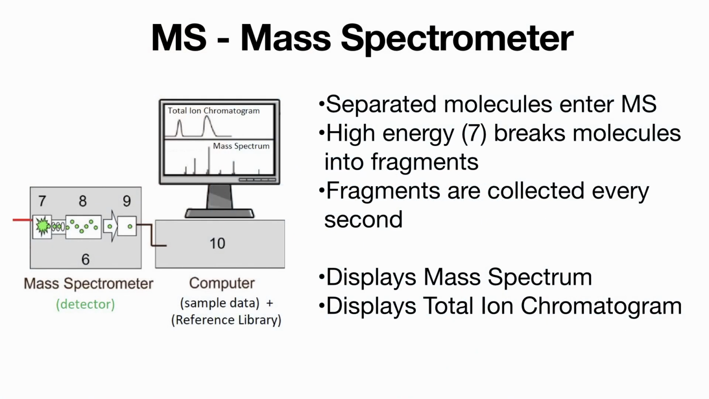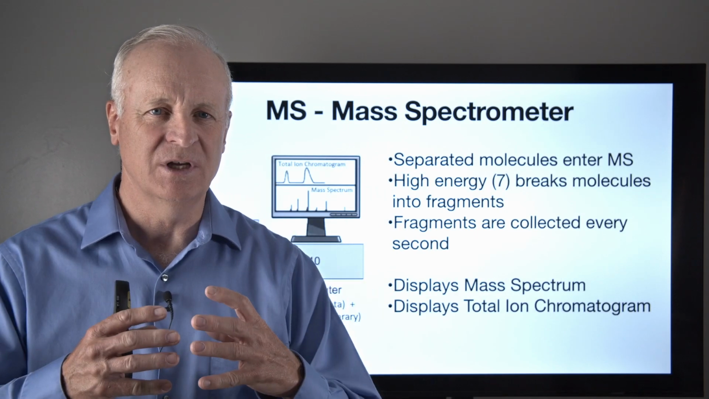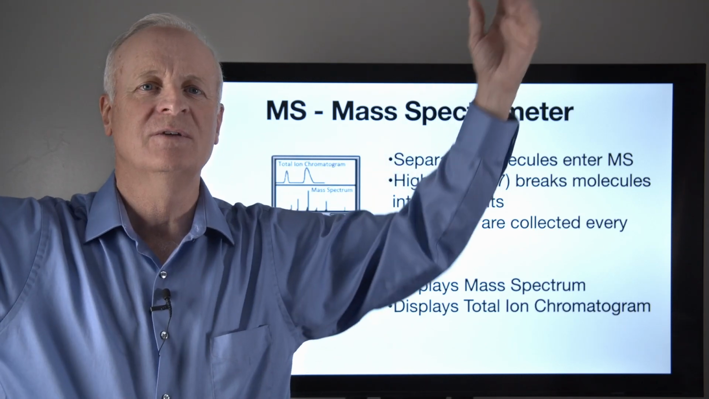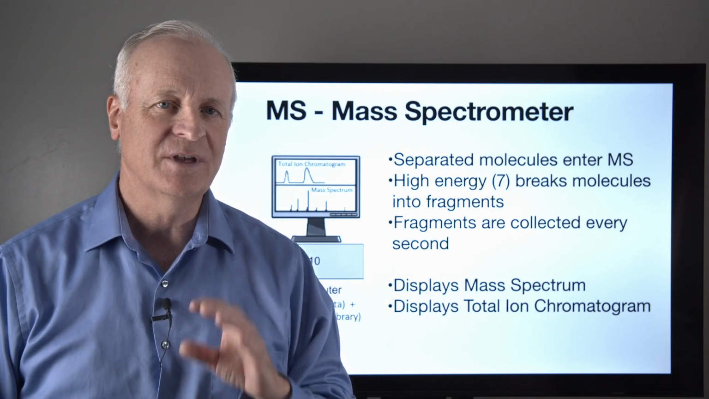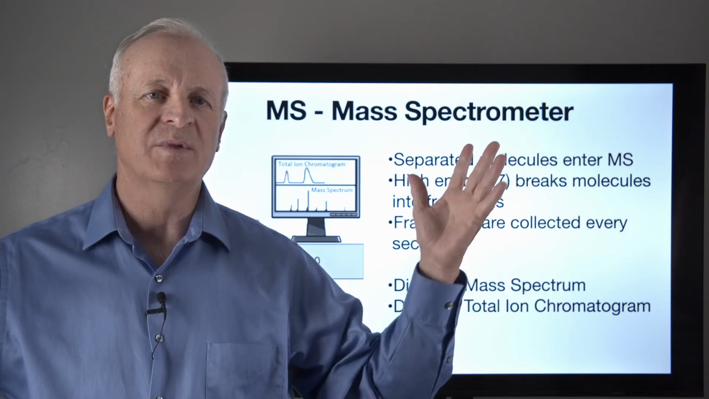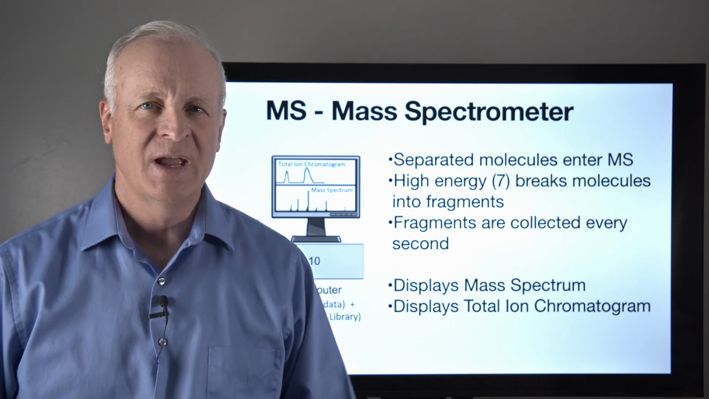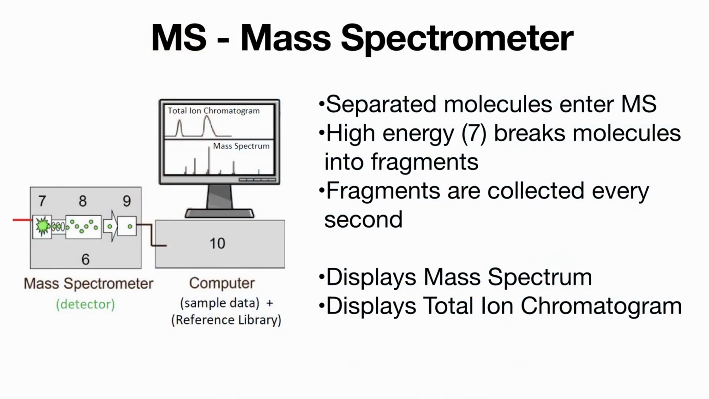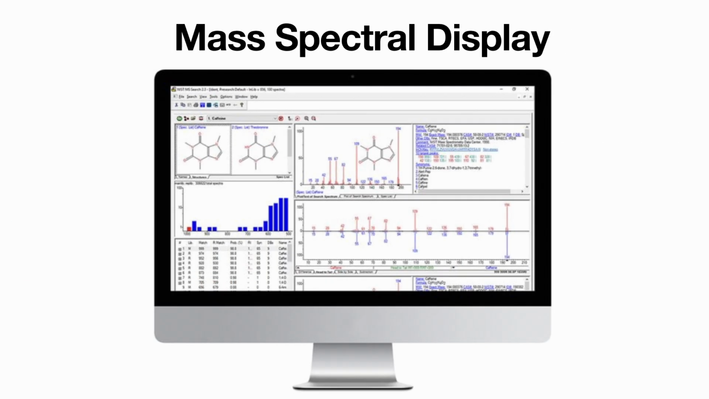First of all, the separated molecules from the GC enter the MS. And then in the mass spectrometer, there's a high energy that takes the separated molecules one by one and breaks them into fragments. Now remember, each of the molecules has a different structure. So when they break up, they break into different kinds of fragments. And these fragments are collected every second or every fraction of a second. The collection of these fragments helps to create the total ion chromatogram and the mass spectrum. And that's the display from the mass spectrometer.